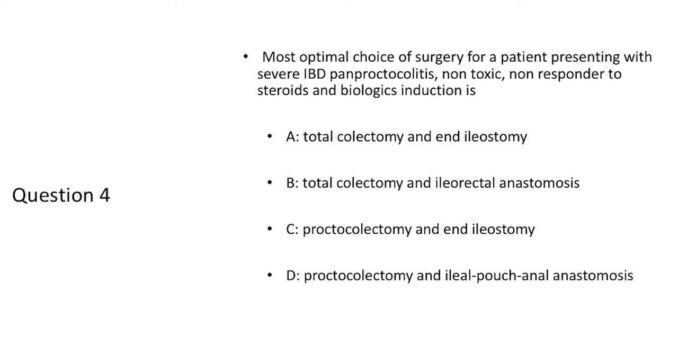Non-responder to steroids and biological induction means that the patient has been tried on steroids and biologics, and therefore you do not want to do a pouch, and you do not want to embark on an ileorectal anastomosis on somebody who has just been through that before you take them to surgery. So option B would be ill-advised, and that leaves me with either option A or option C.